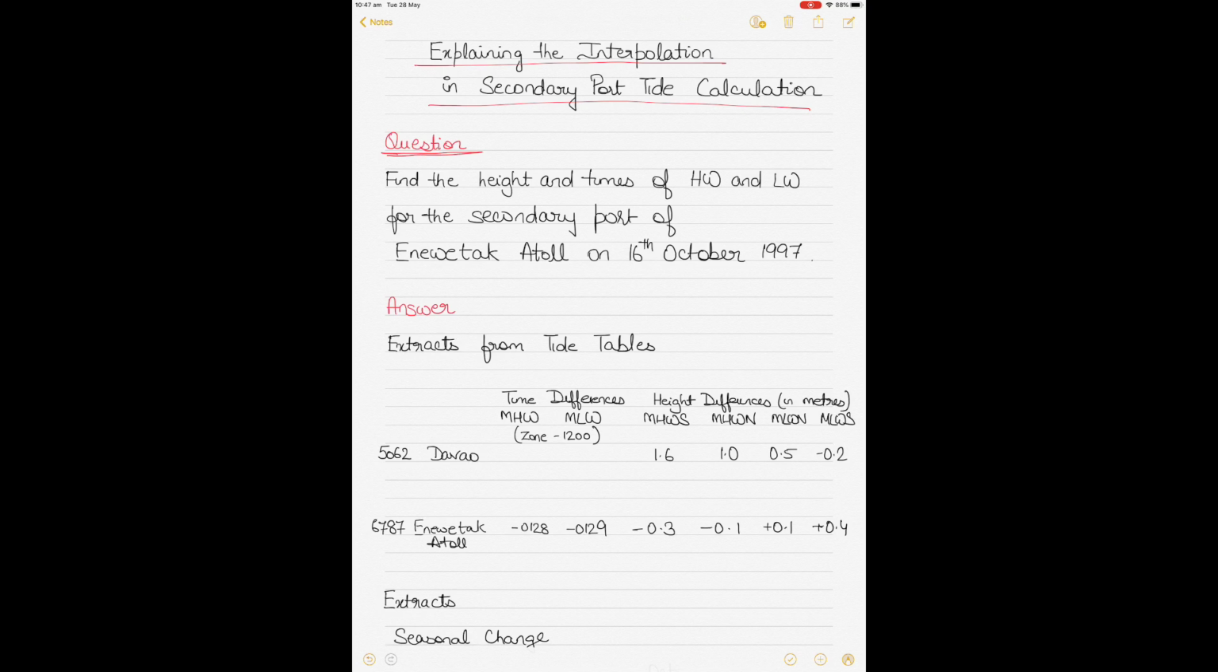So the question was that we had to find the height and times of the high water and low water for the second report of Enivitek atoll on 16th of October 1997.